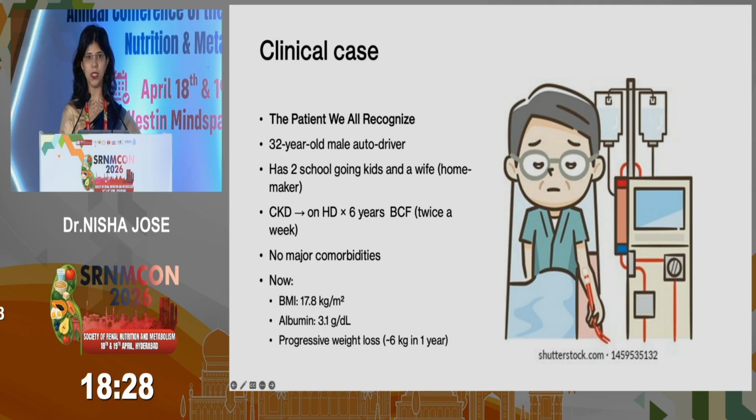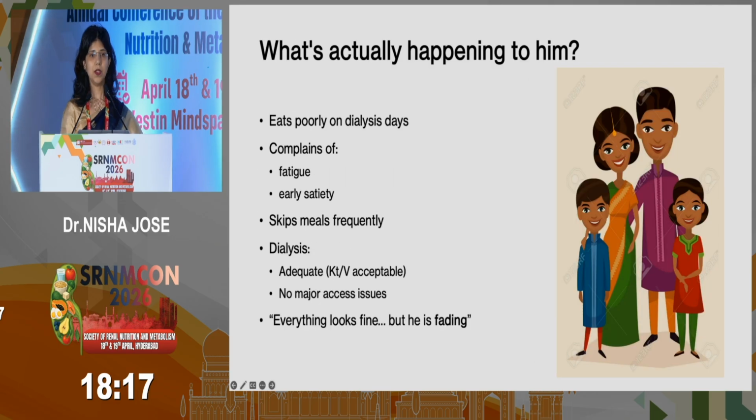He has no major comorbidities. Of note, his BMI is 17.8 and albumin is 3.1. He's had a lot of progressive weight loss over the last 1 year. So the question I want to ask all of you is, when you see him, the next thing that should be coming into your head is what is actually happening to this man.